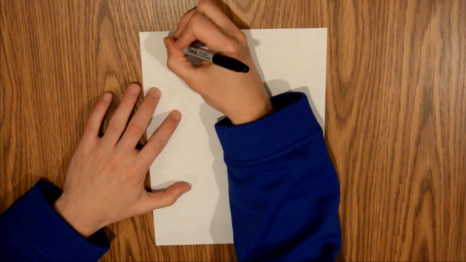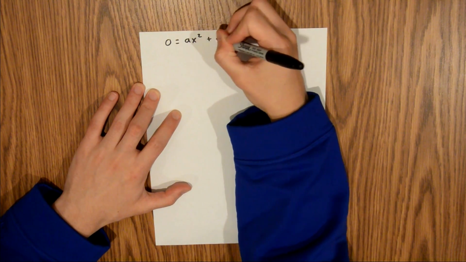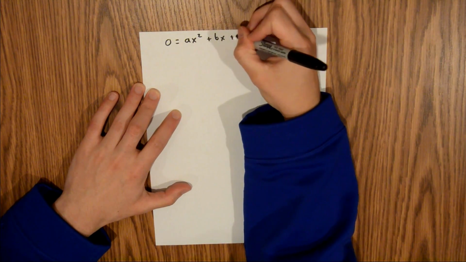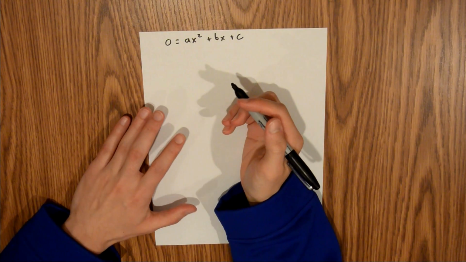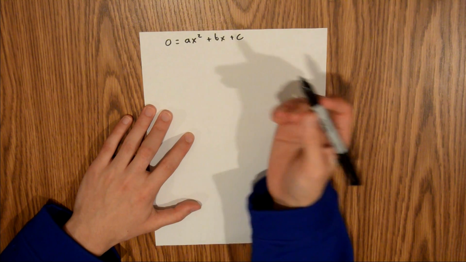And for today's video, I am going to be showing you how to derive the quadratic formula. And so if we write our generic quadratic equation as 0 is equal to ax squared plus bx plus c, what we can do is divide both sides by a. And so 0 over a is still 0.